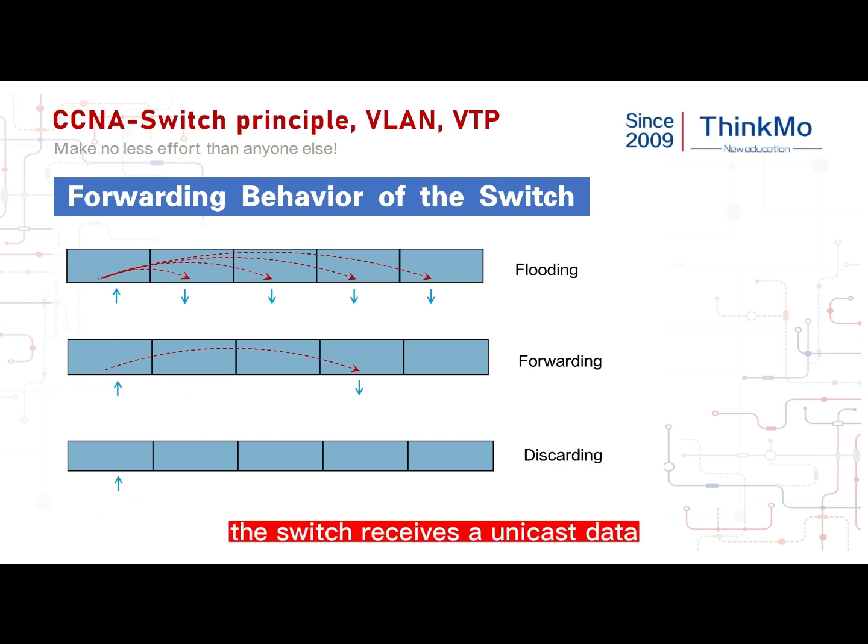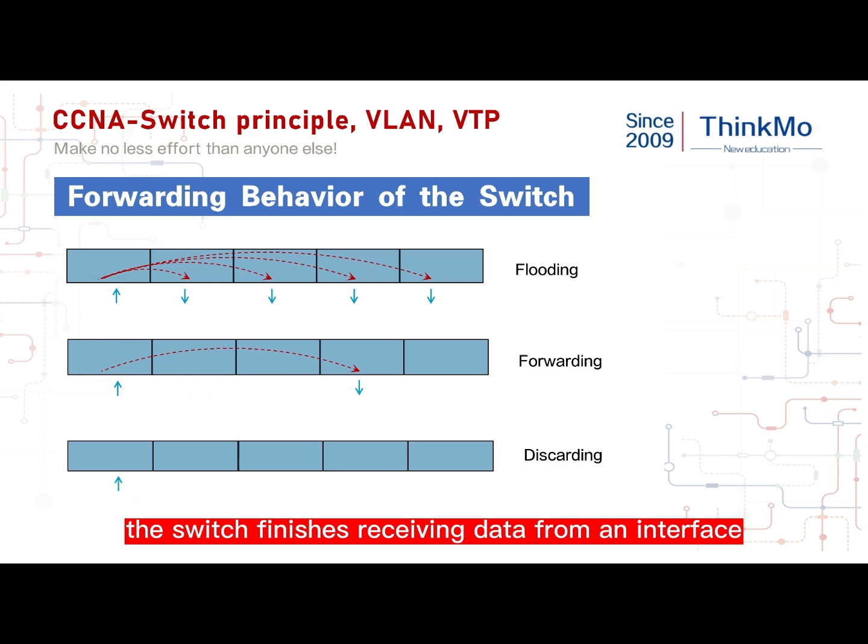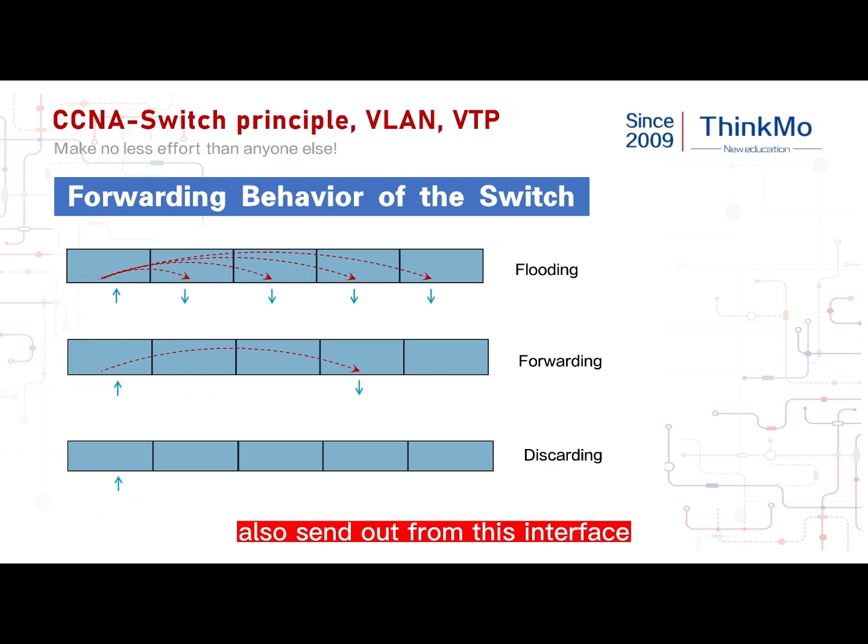So what is forwarding? The switch receives unicast data, and the destination MAC is in the MAC address table. Then it forwards. And what is discarding? It's what I just told you. The switch receives data from an interface and would also send it out from this same interface, so it will discard this data. This is the switch forwarding behavior.